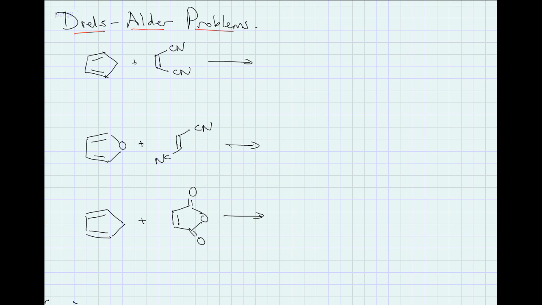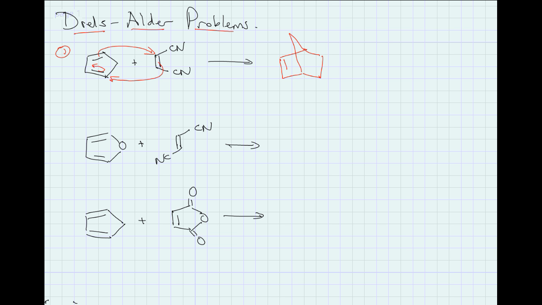Let's take a look at a few more Diels-Alder problems. In the first problem, we have cyclopentadiene reacting with this cis-dienophile. If we draw our curved arrows, again in the Diels-Alder reaction, we end up losing 2 pi bonds and gaining 2 sigma bonds. And when we use cyclopentadiene, or any kind of cyclic diene, we end up with a bridged bicyclic compound, which is going to look something like this.